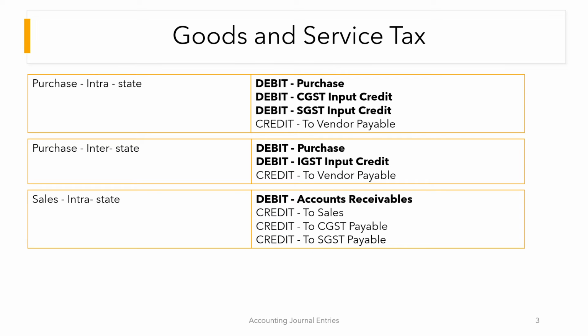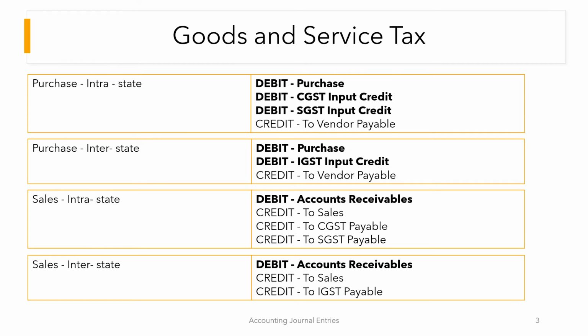For sales intrastate, debit accounts receivable, credit to sales, credit to CGST payable, credit to SGST payable. Sales interstate, debit accounts receivable, credit to sales, credit to IGST payable.